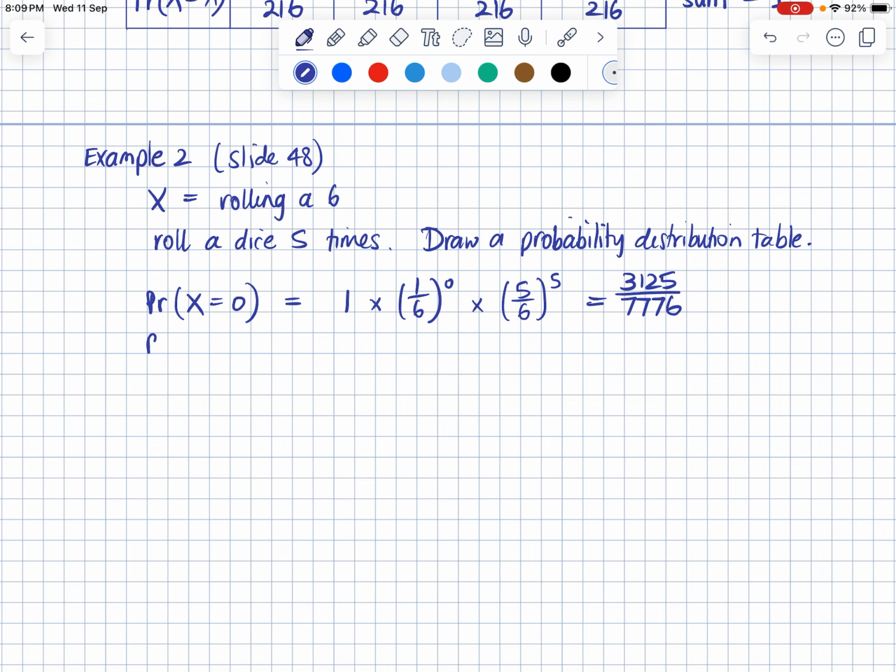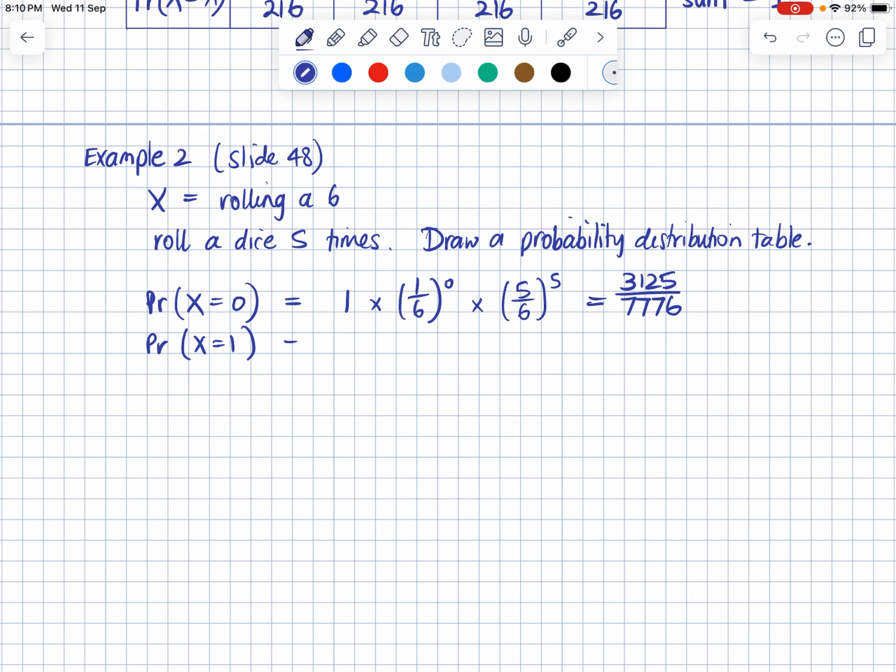Okay, let's look at the second combination. If we want to get 1 6, let's make a little note down below. What does that look like? It would be a 6, not 6, not 6, not 6, not 6. Then we'd want a not 6, a 6, not 6, not 6, not 6. It's going to take me ages to write down all of these combinations, and the chances that I miss one is pretty high. So what could I do instead?